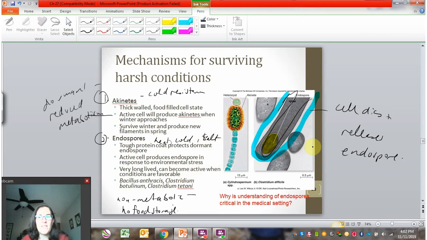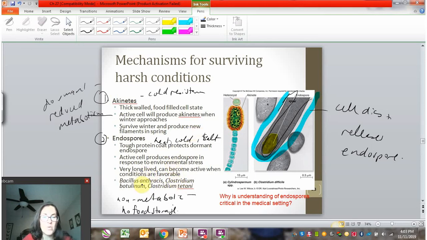And then at some point, if that endospore gets back into favorable conditions for that cell type, it's going to be able to germinate and grow into a new metabolic cell. So some examples of bacteria that do this, and some of this may ring a bell for you: Bacillus anthracis, Clostridium botulinum, Clostridium tetani. Clostridium tetani is the cause of tetanus. Clostridium botulinum is a source of botulism poison, or botulism, which is a form of food poisoning. Bacillus anthracis is the source of the anthrax toxin. So these are bacteria that can be dangerous.